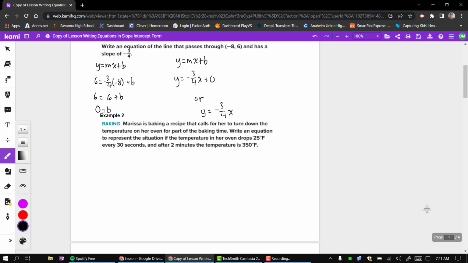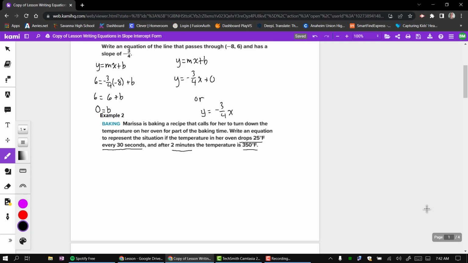Let's take a look at example 2, a real-life example. So we're baking a recipe that calls for the temperature on our oven to be turned down for the baking time. So write an equation that represents the situation if the temperature of the oven drops 25 degrees every 30 seconds, and after 2 minutes, the temperature is 350 degrees.